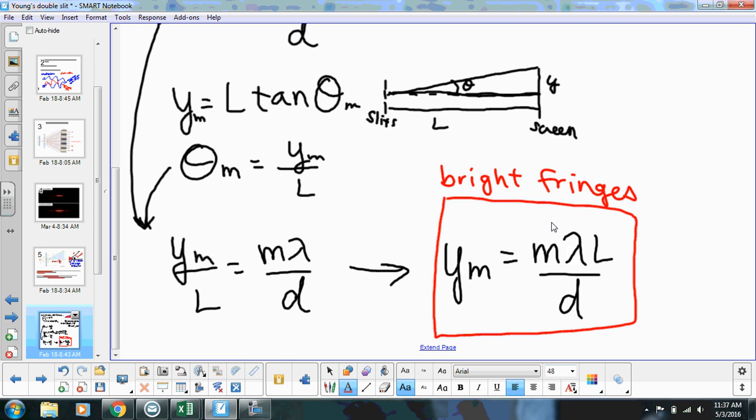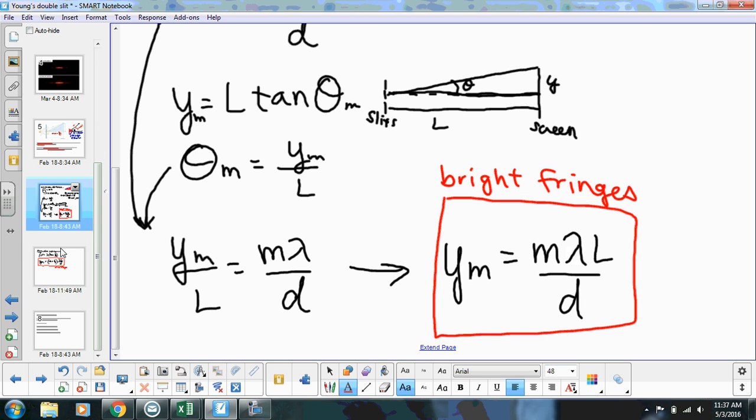So this is the equation to tell you what the position of the bright fringe is from the central maximum. And if you put a 1 here, you'll get the first bright fringe on the top and the bottom. Put a 2, you'll get the second bright fringe, and so on. Lambda is the wavelength of the light, L is the distance between the slits and the screen, and d is the distance between the slits.